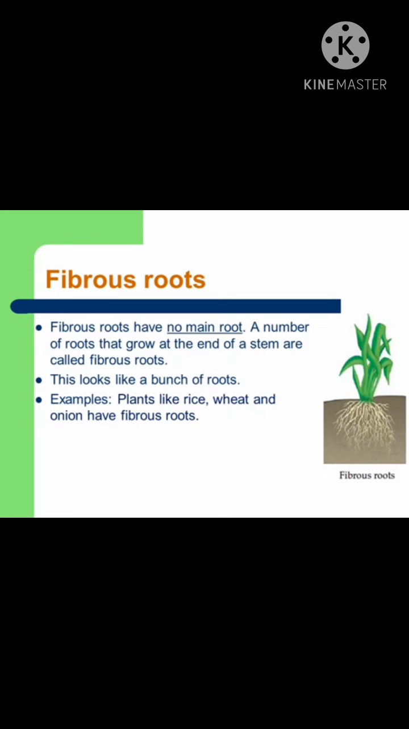Now fibrous roots. Fibrous roots have no main root. A number of roots that grow at the end of the stem are called fibrous roots. This looks like a bunch of roots. Example, plants like rice, wheat and onion have fibrous roots. You can see the diagram, there is no main root. There are many roots, like a bunch of roots. So this type of roots are called fibrous roots.